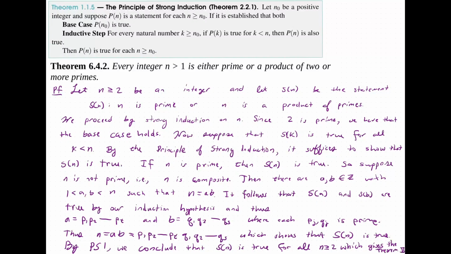And so we're done. We have now finished the proof of the fact that every integer greater than 1 is prime or is a product of primes. So the next result we are going to discuss is Theorem 6.4.4. And it's a very intuitive statement. Every non-empty set of natural numbers has a smallest element.